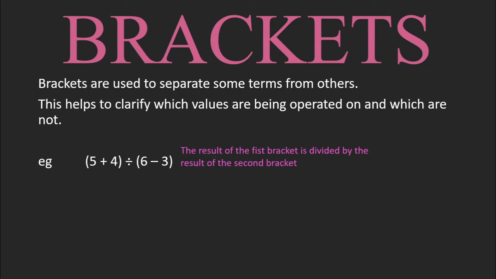The result of the first bracket will then be divided by the result of the second bracket. So 5 plus 4, that's 9. And 6 minus 3, that's 3. So I'll put them in the same order as I've seen them above. That's 9 divided by 3. Now I can do that division. 9 divided by 3 is 3.